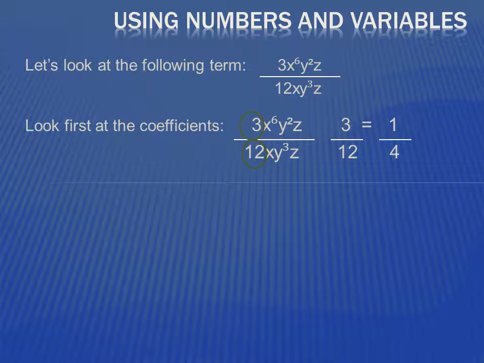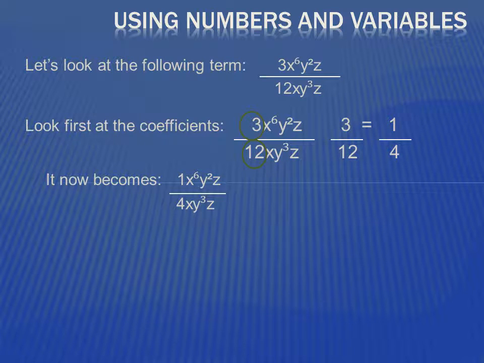The same rules for reducing fractions apply. So it's 3 over 12. 3 goes into 3 one time. That's our numerator. 3 goes into 12 4 times. So 4 is our denominator. So 1/4 goes out in front in place of the coefficient. So it becomes 1 over 4, now x to the 6 y squared z over x y to the third z.